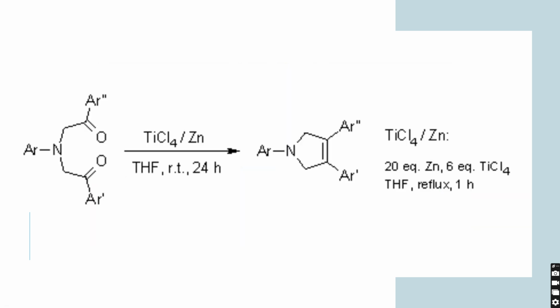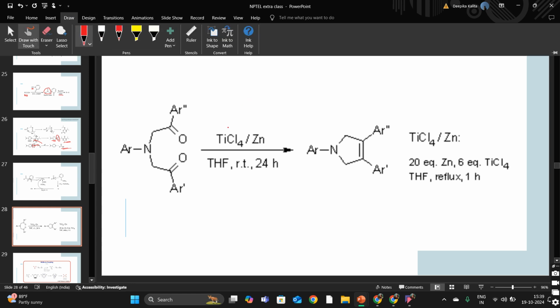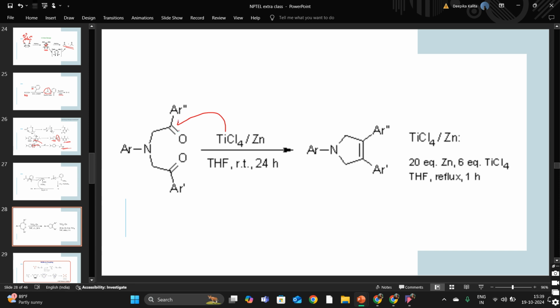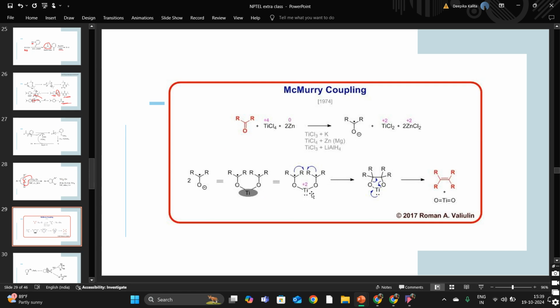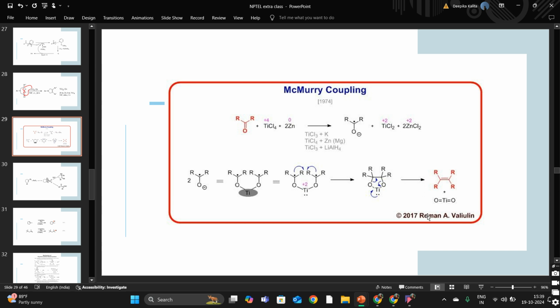Okay, so in this substrate also, at first what will happen, the titanium will donate electron in both the carbonyl centers. Okay, and the oxygen ions are going to get bound to the titanium center in this way, and ultimately the 5-membered intermediate will break into this olefin. Okay, so this is how the McMurry coupling reaction is going to be followed.